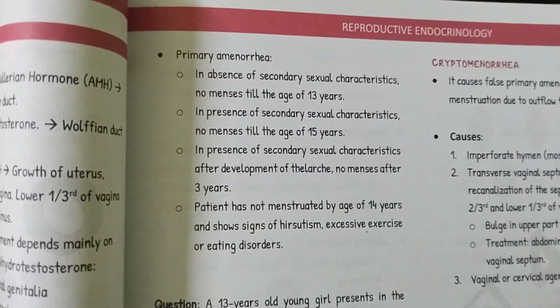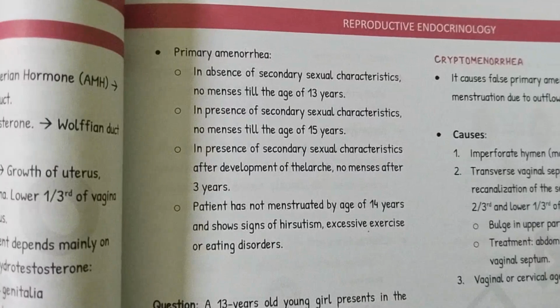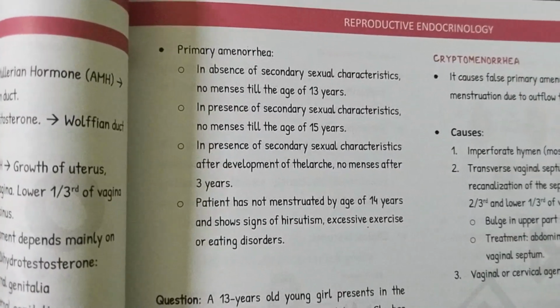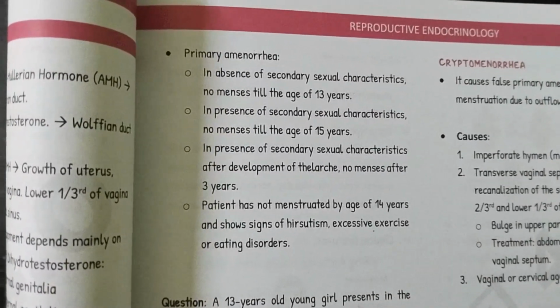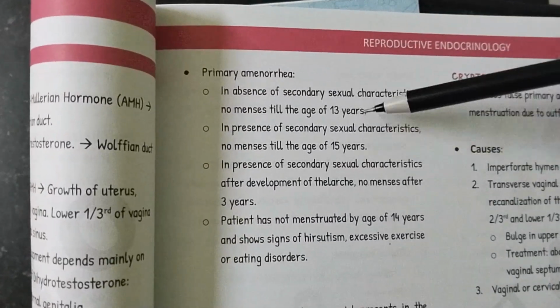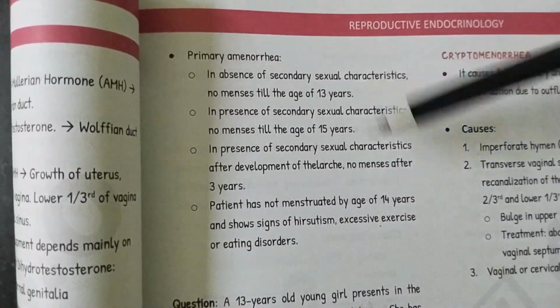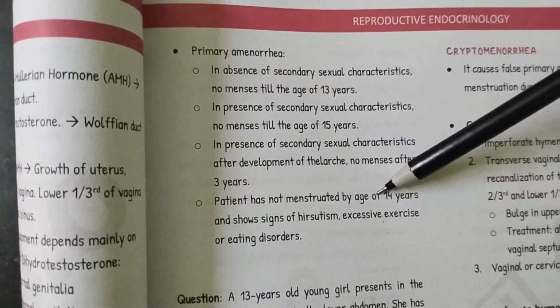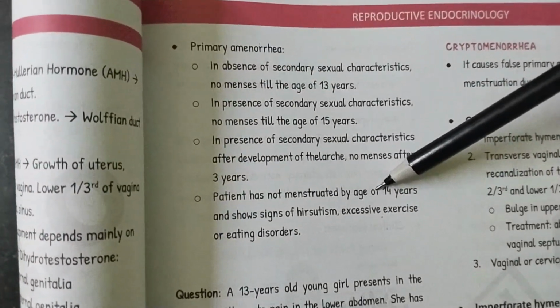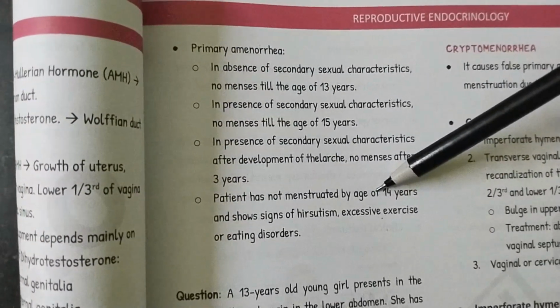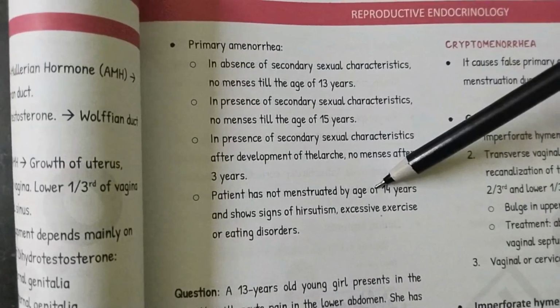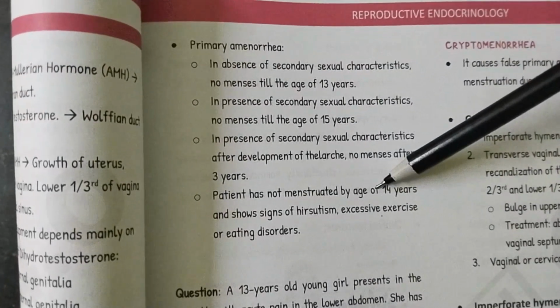See. First, let's take up 13. So, in the absence of secondary sexual characters, if there is no menses till 13 years of age, okay? If there is no menses by the 14 years of age, but the female patient is having excessive hirsutism and eating disorders, that is called as primary amenorrhea.